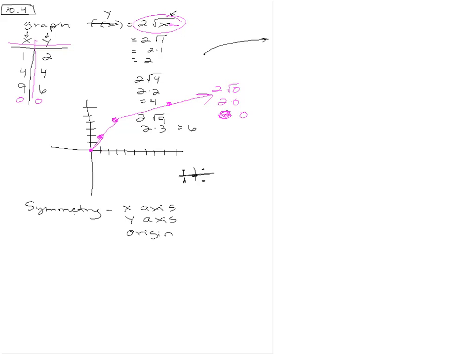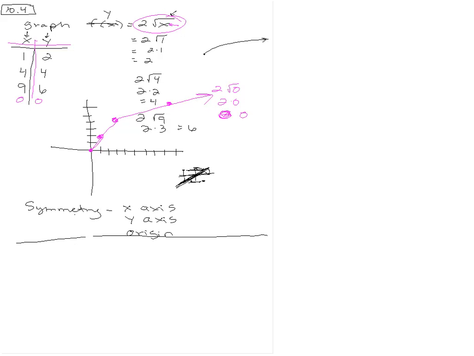Symmetric to the y-axis means if you have a point here, you'd have a point here. If you have a point here, you'd have a point here. Symmetric. And symmetric to the origin means it's symmetric to both the y-axis and the x-axis. Okay? And there is a test. When they say, is something symmetric, there is a test.